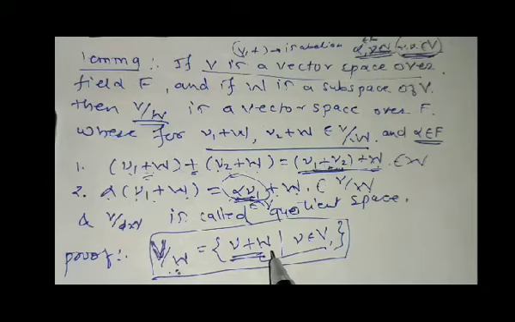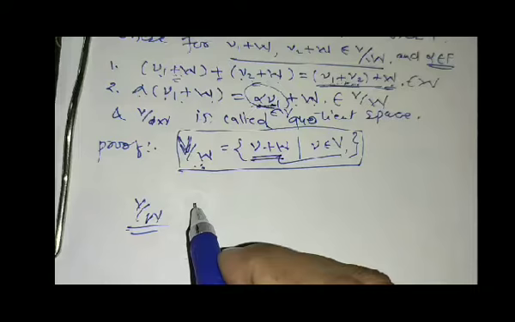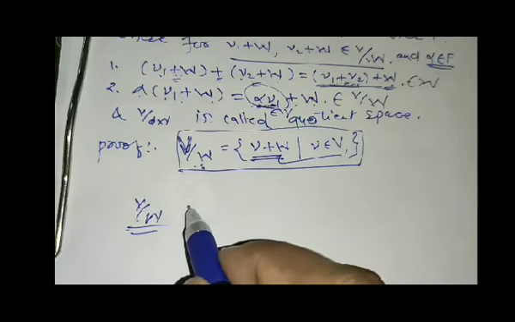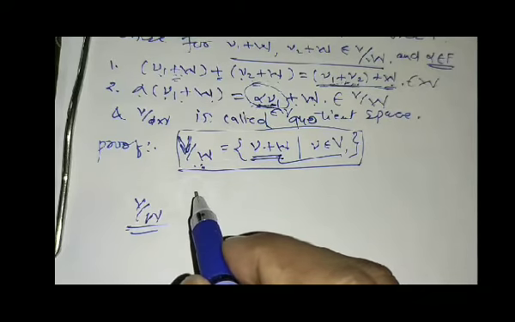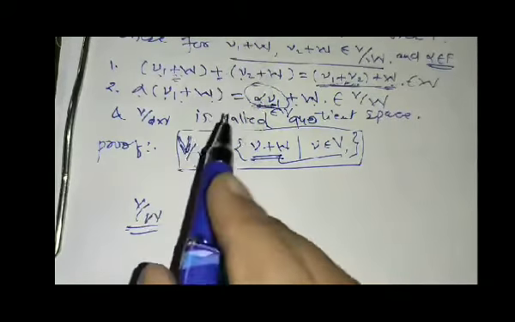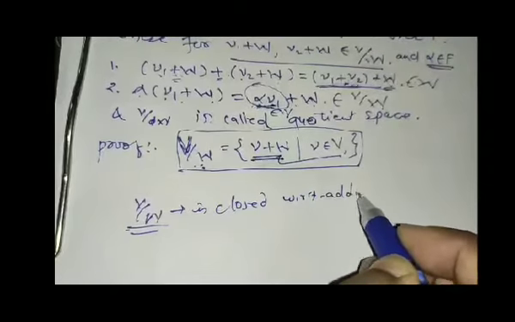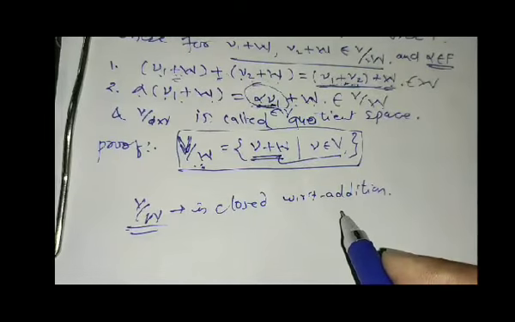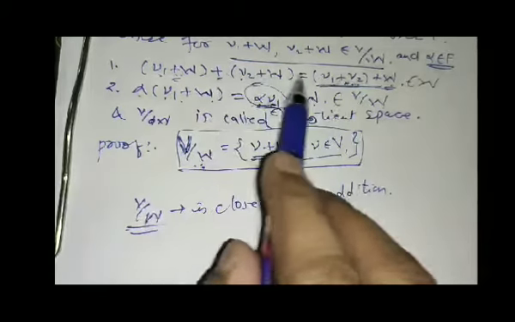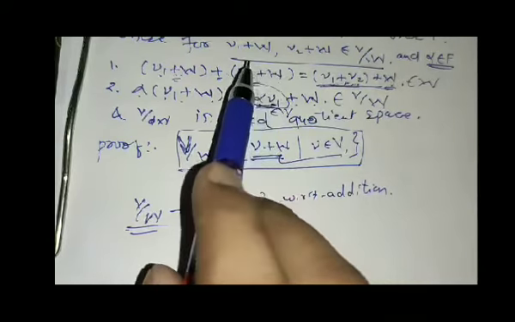Now we have to show that V with plus is abelian. Now here V by W is closed with respect to addition. No problem. According to this way, V by W is closed with respect to addition. This condition shows the closure with respect to addition, and scalar multiplication as defined above.